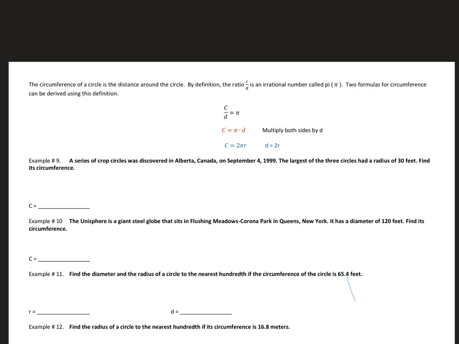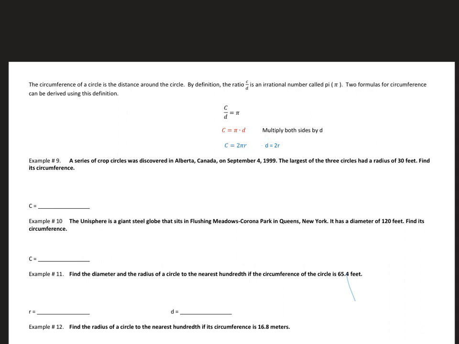The circumference of a circle is the distance around the circle. By definition, the ratio of circumference divided by the diameter is an irrational number called pi. Two formulas for circumference can be derived using this definition. So if I look, the circumference divided by the diameter is pi. If we multiply both sides by the diameter, we get that the circumference is pi times the diameter.